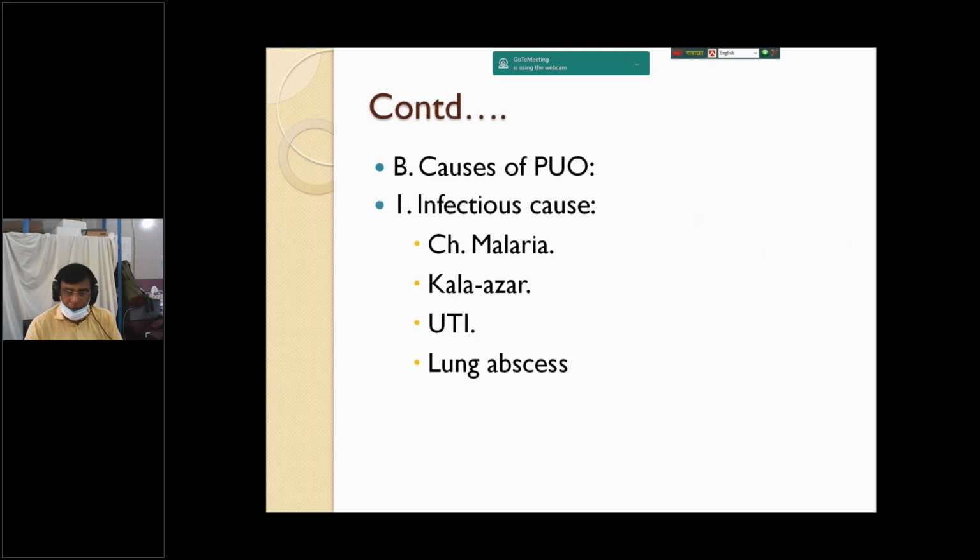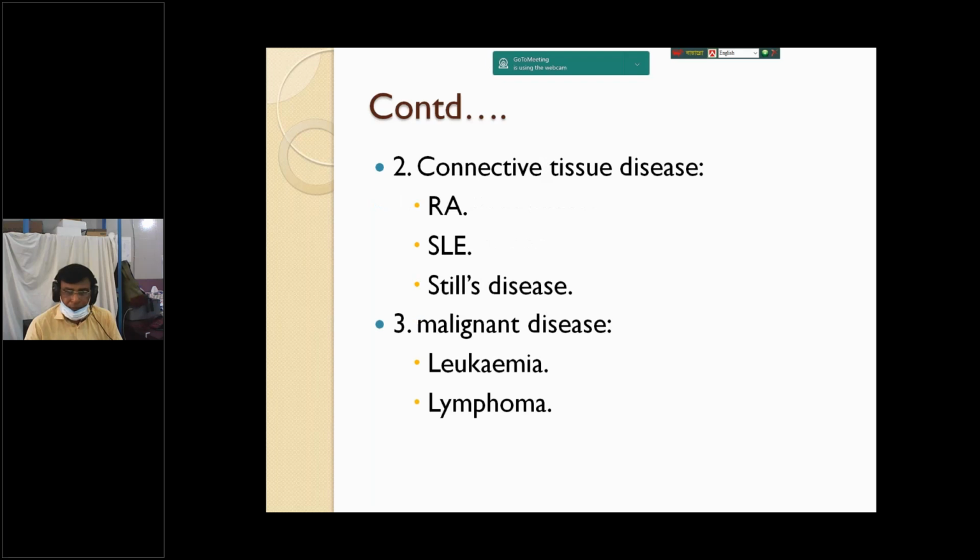Now, what are the causes of PUO? Regarding infectious disease: chronic malaria, kala-azar, urinary tract infection, and lung abscess. And regarding the connective tissue disease: rheumatoid arthritis, SLE, and Still's disease. And regarding the malignant disease: leukemia and lymphoma.